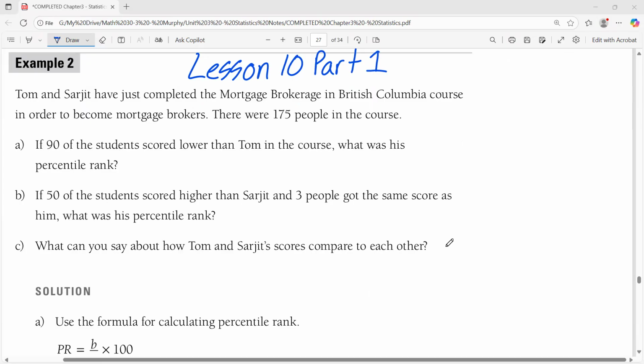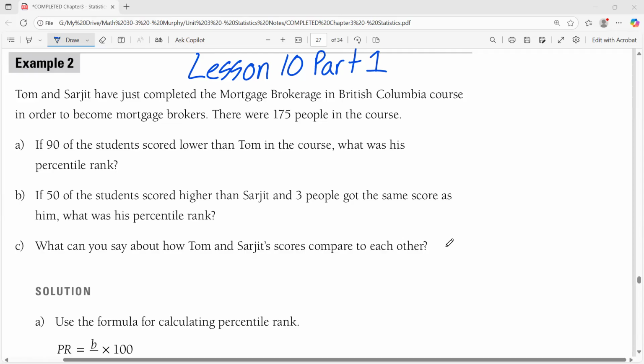Tom and Sarjeet have just completed the mortgage brokerage in British Columbia course in order to become mortgage brokers. There were 175 people in the course. A, if 90 of the students scored lower than Tom in the course, what is his percentile rank? B, if 50 of the students scored higher than Sarjeet and 3 people got the same score as him, what was his percentile rank?